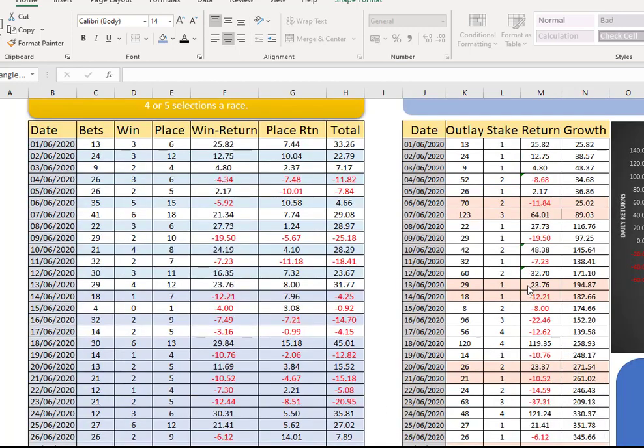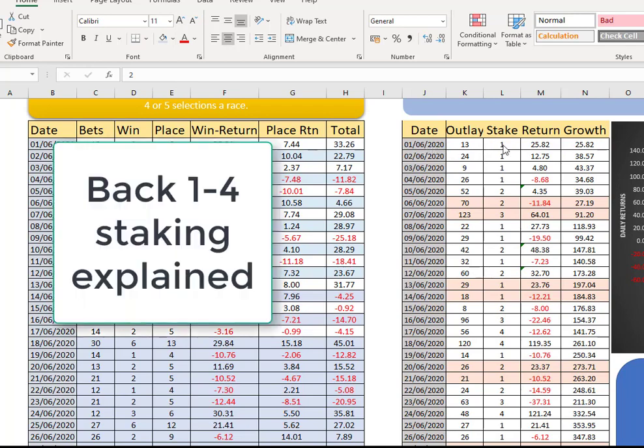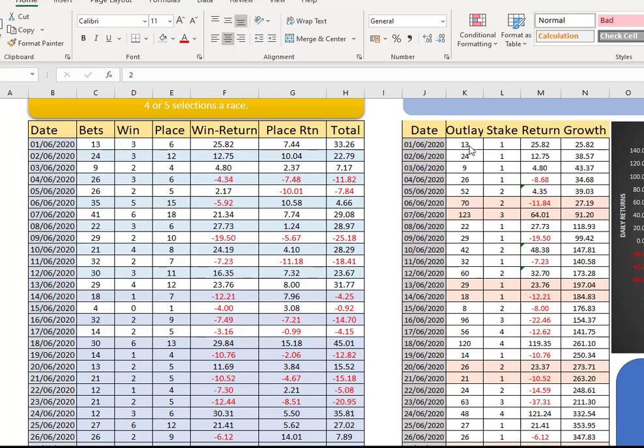So how does the staking plan work? Okay, so how does the back one staking work? Well, basically we start on the 1st of June. We are starting with a £1 stake on all of our bets. So we have 13 bets, 3 races, and we make £25 profit.